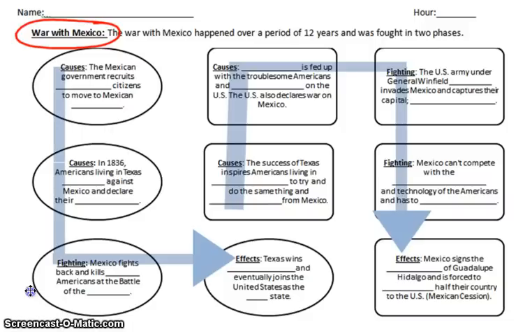The reason it's set up like this is because the war with Mexico happened over a pretty long time, about 12 years, and it was fought in two different phases. So the circles or ovals represent phase one, and then the squares represent phase number two, just to help you stay organized. Your job today is to fill in the blanks as we go through each of the steps.